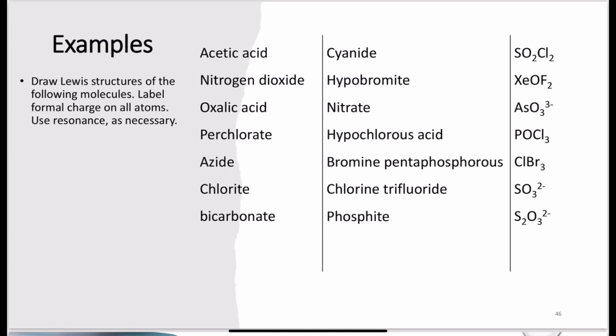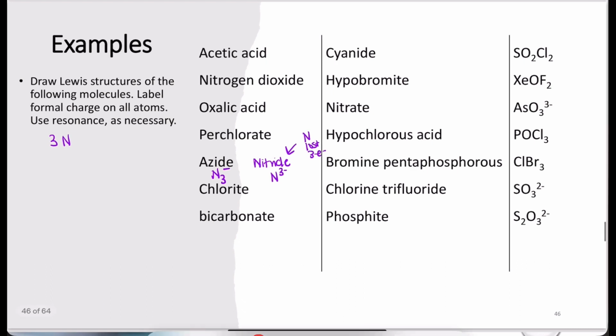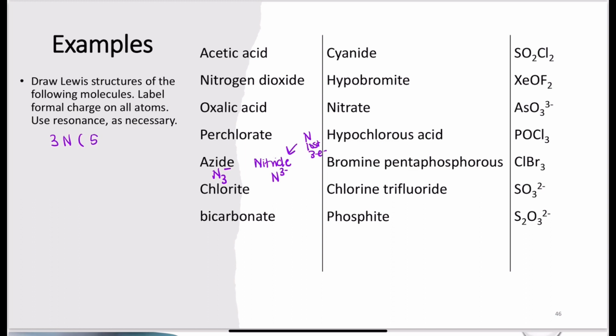Okay, what about azide? Students mix up azide and nitride. Azide is N3 minus. Notice that sounds the same. Azide means I have 3 nitrogens bonded together. Nitride is a single nitrogen that has lost 3 electrons. So 3 nitrogens, 5 valence electrons each, 15 valence electrons, but it does have that -1 charge, so I'm going to add 1 more valence electron. 16 valence electrons.